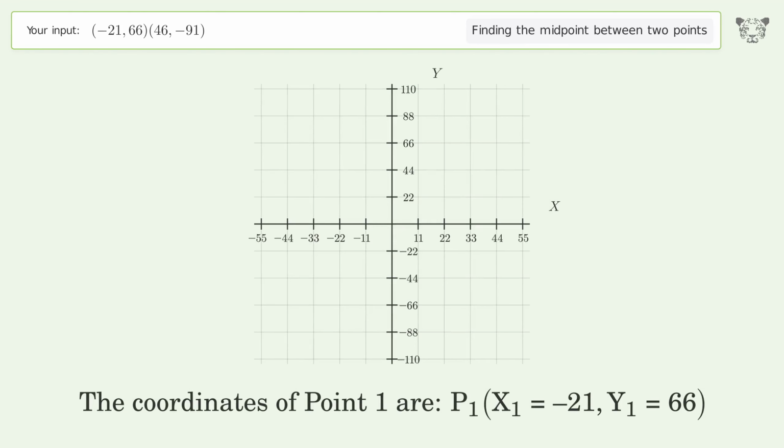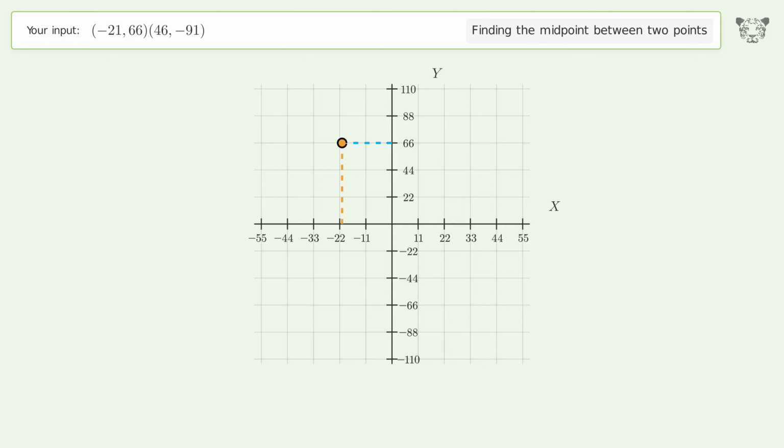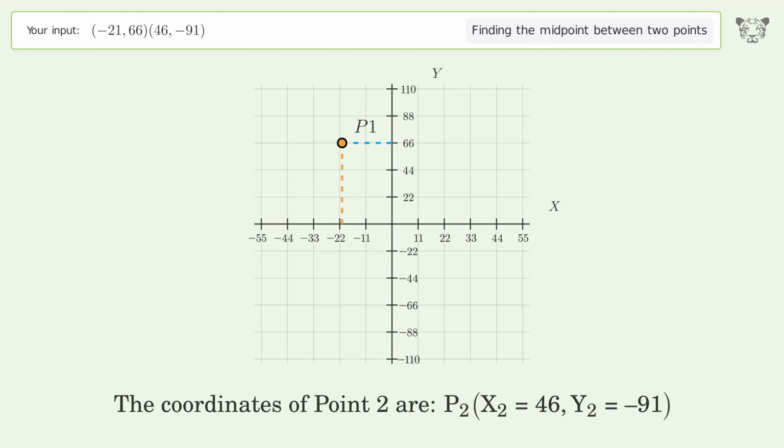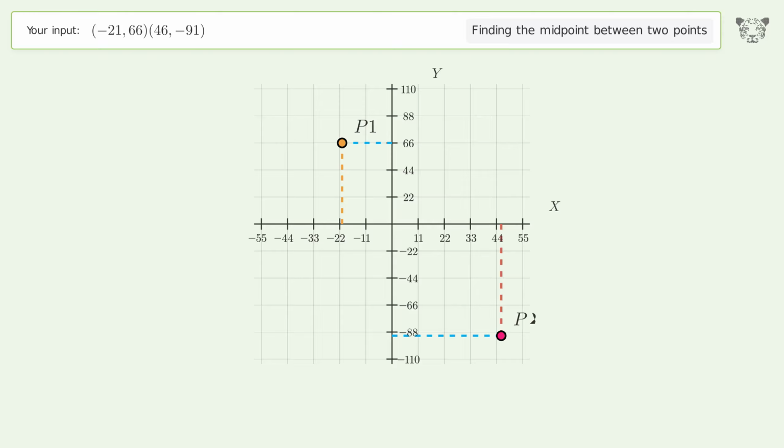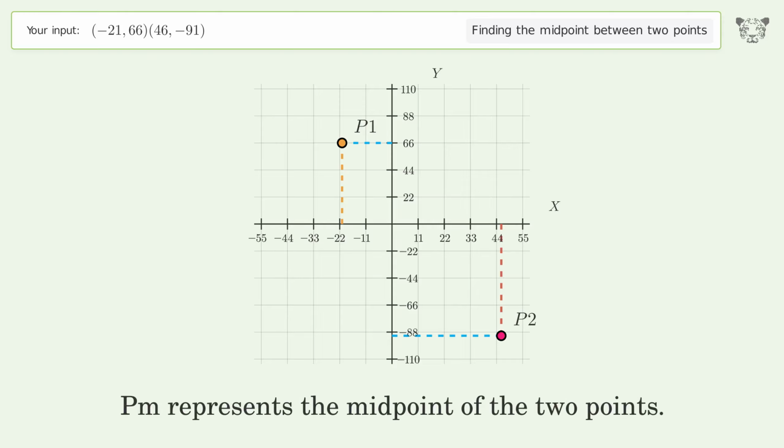The coordinates of point 1 are, x1 equals negative 21, y1 equals 66. The coordinates of point 2 are, x2 equals 46, y2 equals negative 91. PM represents the midpoint of the 2 points.